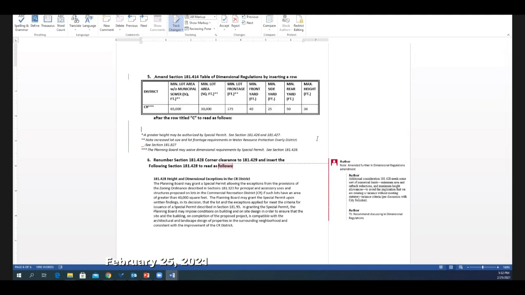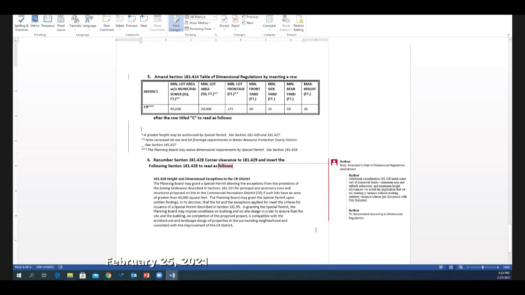Before we go there, I just have a question. Sure. So these are the limits of the height and the lot area, but then we're saying that if you want to build a taller building, then you can get planning board special permit approval. That's correct. Exactly. For height and other dimensional exceptions.